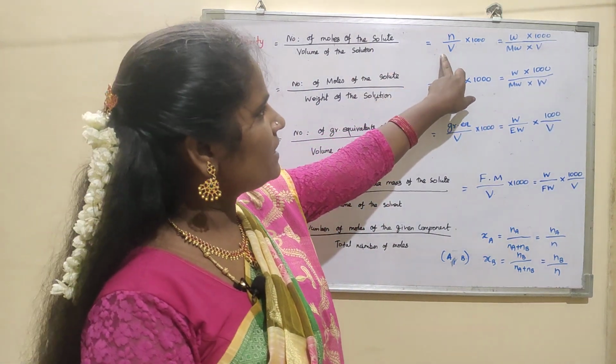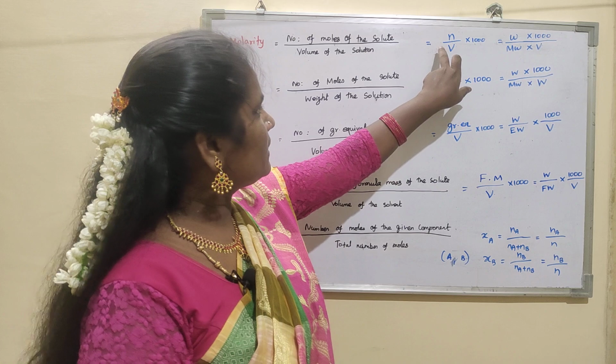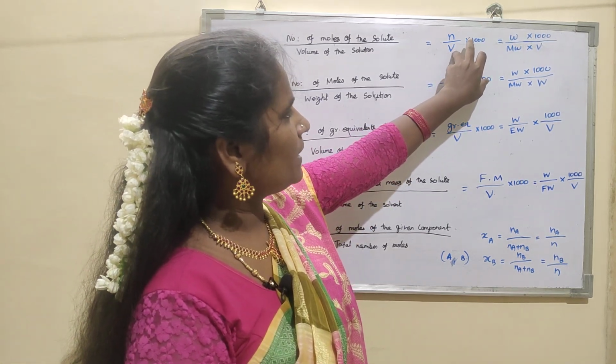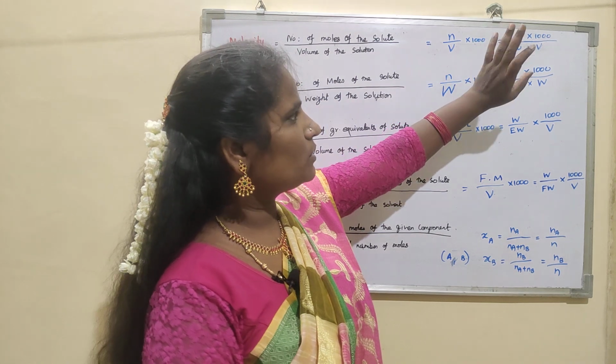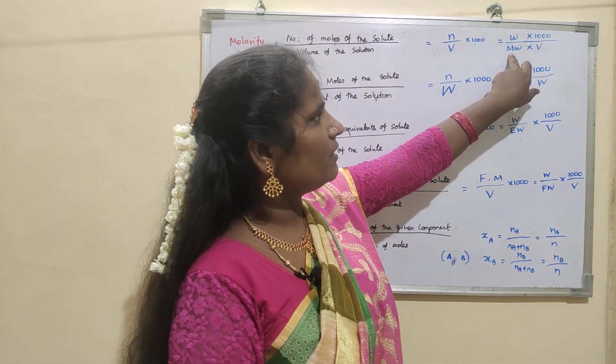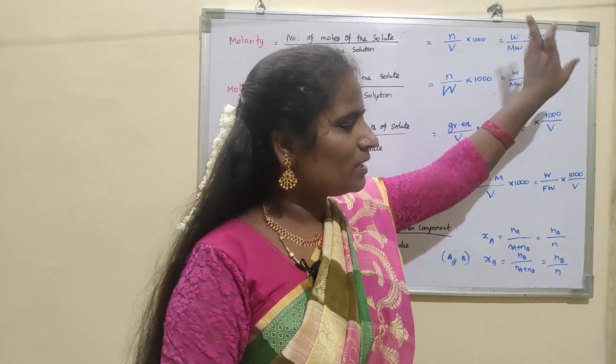So the formula is: the number of moles is n, the given volume is V in milliliters, so it is n by V into 1000. The number of moles is weight by molecular weight, into the remaining 1000 by V.